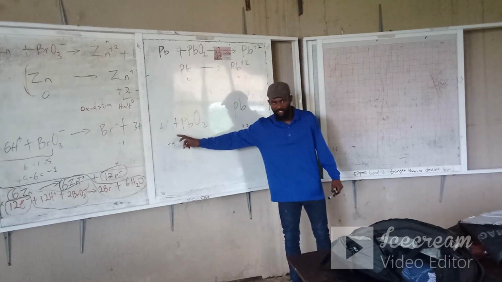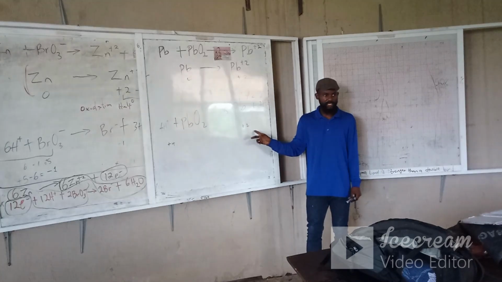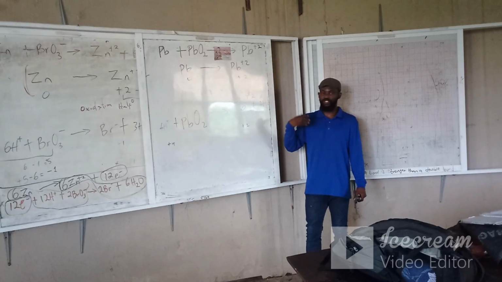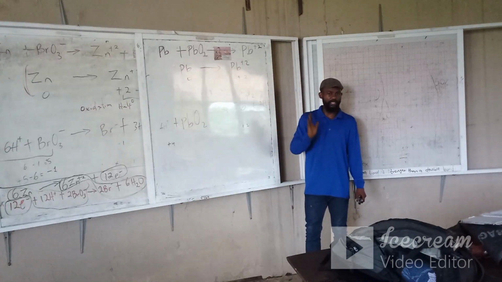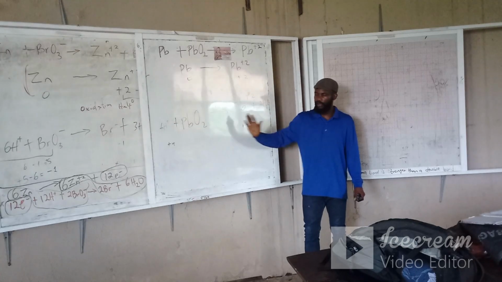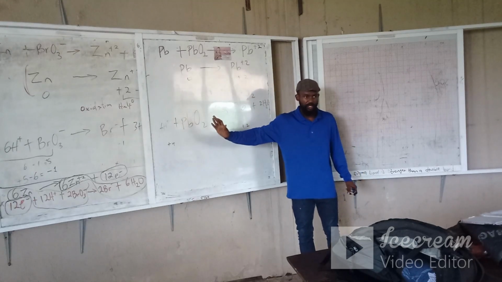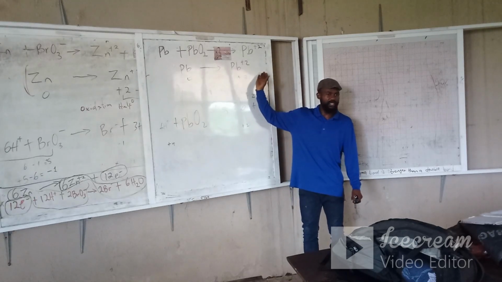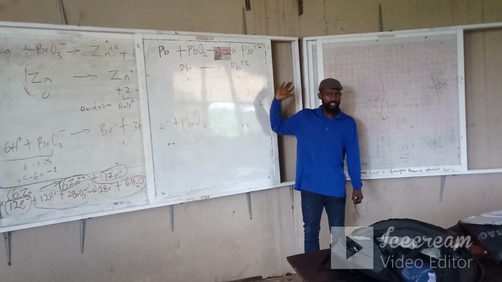So here I will add something so that I can get this. In summary, I said you don't need to think about it. Just know that for a reduction half reaction, always add electrons to the left hand side, while for an oxidation half reaction, always add electrons to the right hand side.